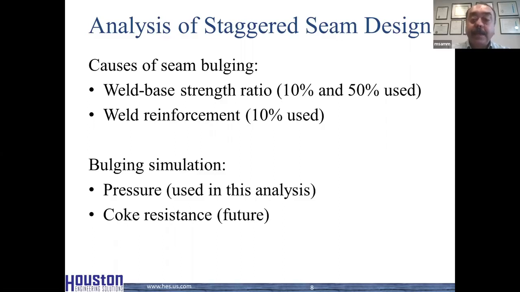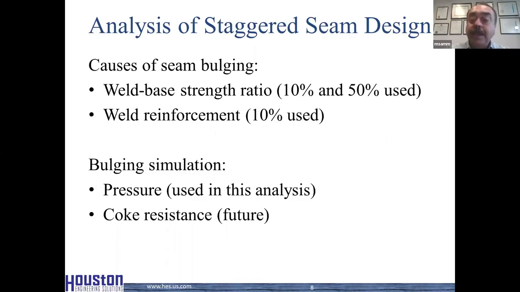In this analysis that we performed, we used a weld reinforcement of 10%, and we used two different strength ratios, 10% and 50%. Usually, in most cases, we see that the weld to base strength ratio falls in between those two, between 10% and 50%. And weld reinforcement of 10% is very typical and common, unless you're dealing with high quality, high-end coke drums that grind welds flush with no reinforcement, which are the best, obviously, but they're not very typical. Bulging simulation can be performed in two ways.